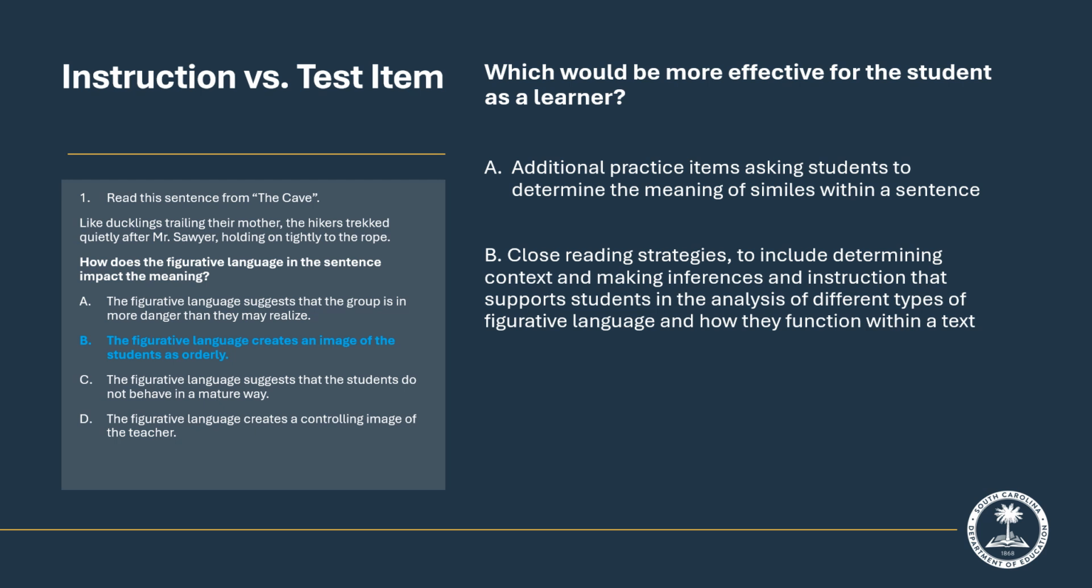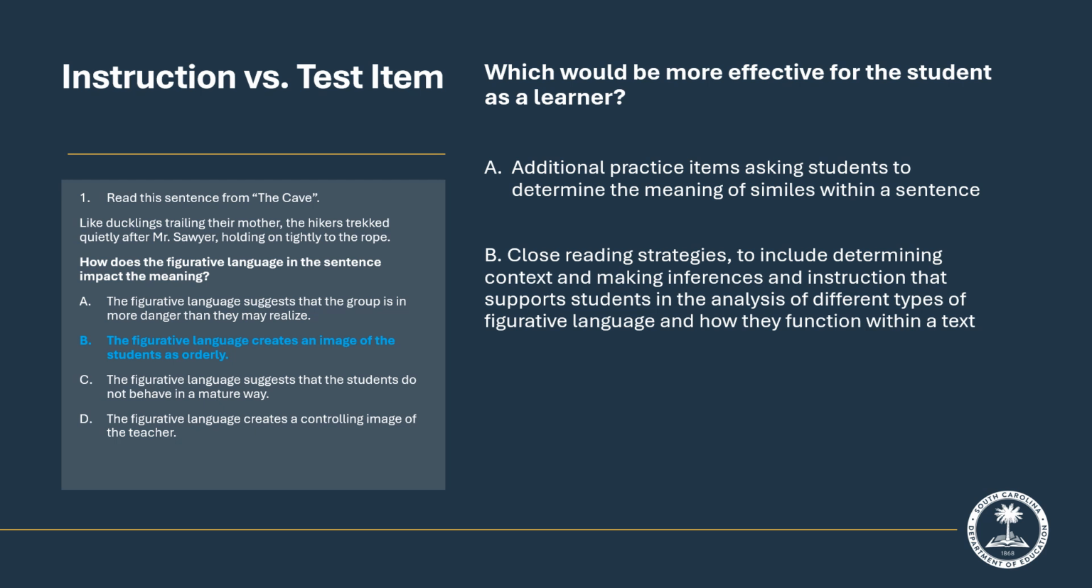We all know that reading items on SC Ready and the end of course exam for English 2 are text-based. This includes vocabulary items. So take a moment to consider which of these two options would be of most benefit to students. Is it more helpful to continue asking students to find similes in different sentences or texts? Or is it more helpful to support students in the analysis of different types of figurative language within a text or texts? If you chose option B, you are correct.